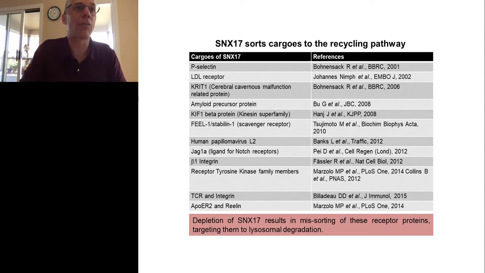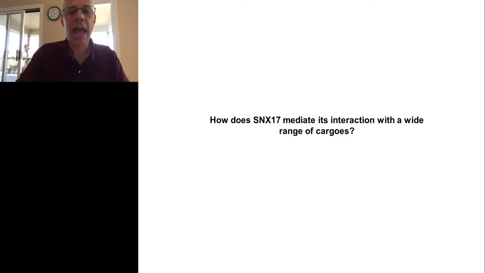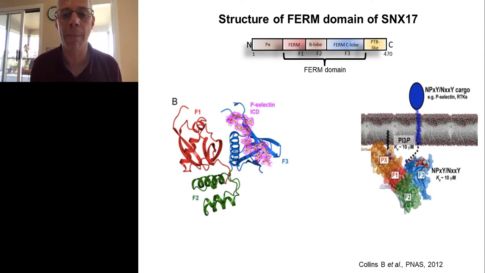So that kind of rang a bell for us. We've got two proteins, both involved at endosomes, and both play roles in recycling somehow. And so we were asking how SNX17 mediates its interaction with a wide range of cargoes. And this in the literature has been shown, and this is a structural study by Brett Collins, who showed basically the three-dimensional structure, crystal structure of SNX17. And it basically has a PX, or a lipid binding domain. You can see that on the right in the bottom area, binding to lipids in the membrane.